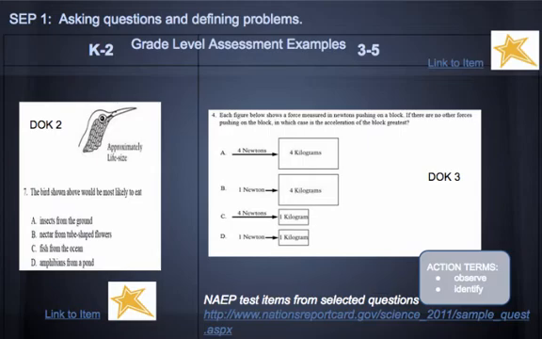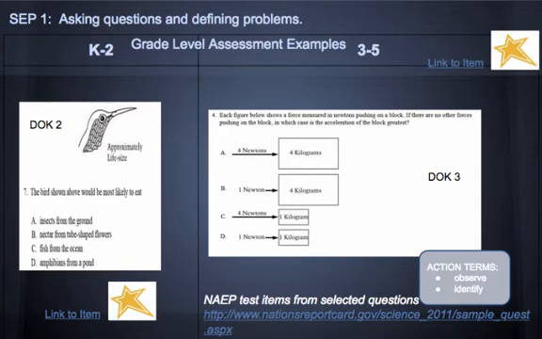The 3rd through 5th grade student builds on the K through 2 experiences in asking questions and progresses to specifying qualitative relationships. The 3rd through 5th grade student should be able to ask questions about what would happen if a variable changed, distinguish between scientific and non-scientific questions, and predict reasonable outcomes based on patterns in the data collected.